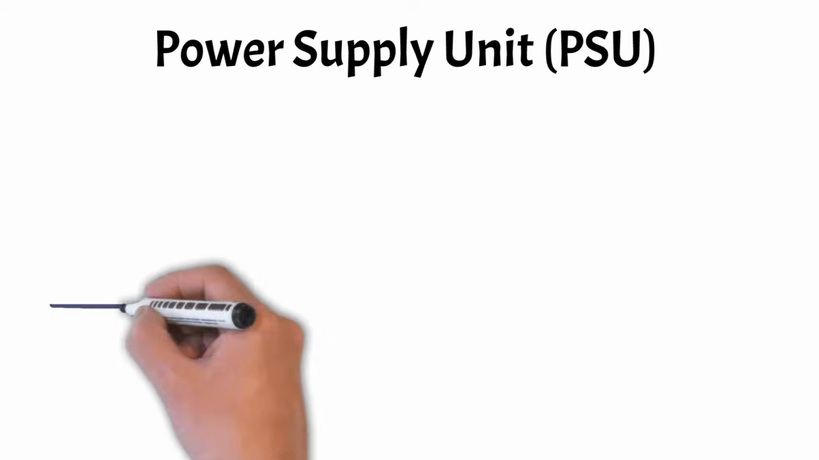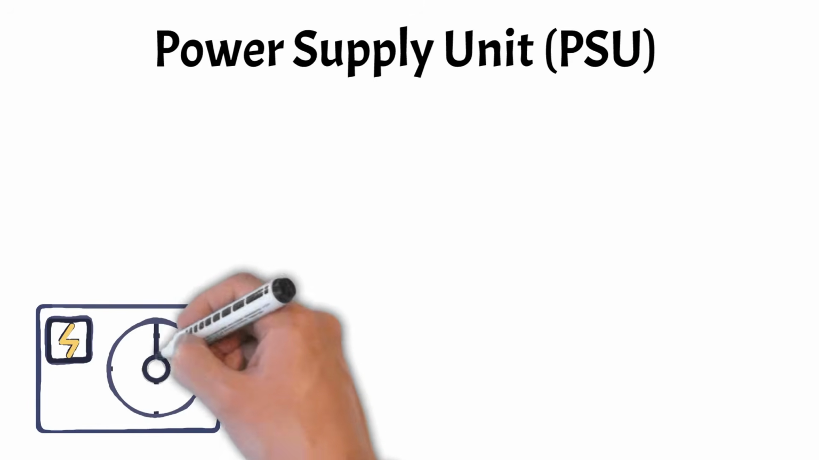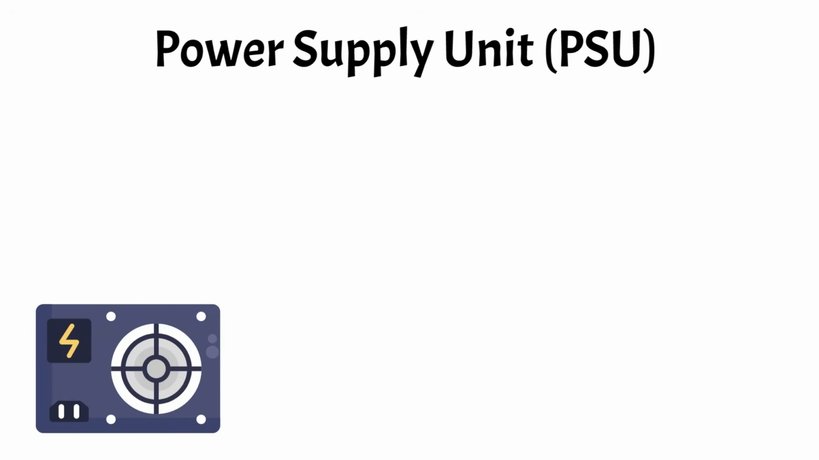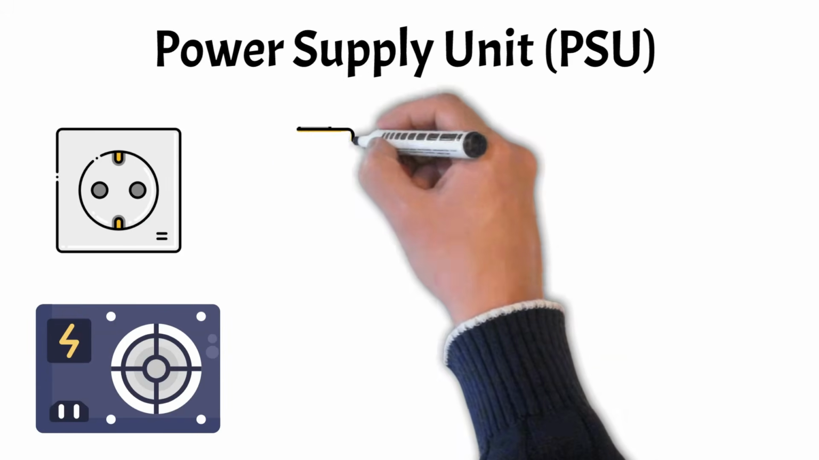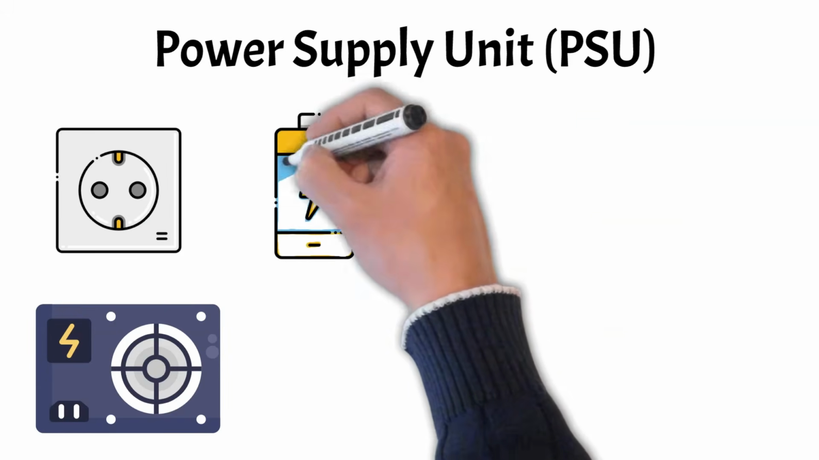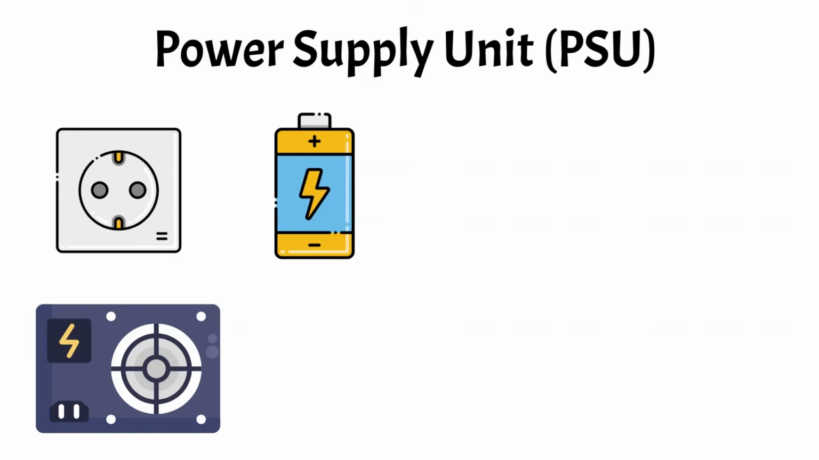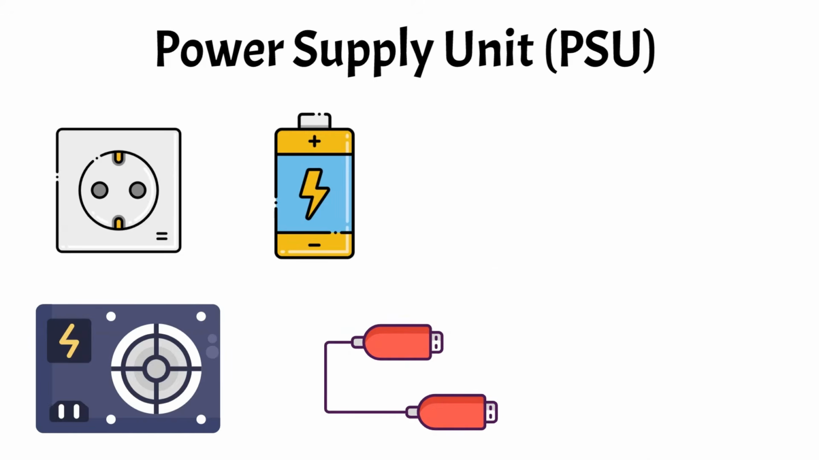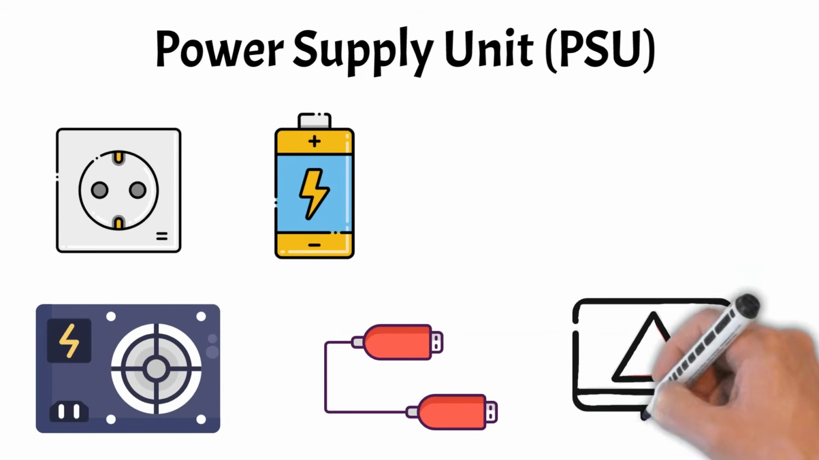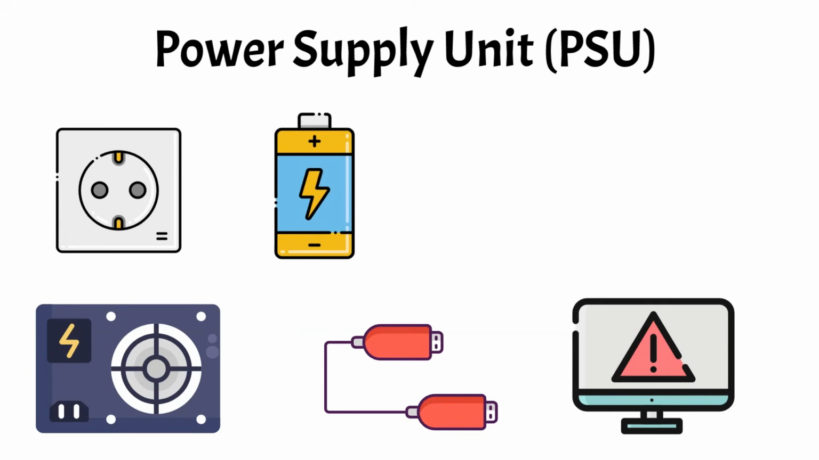The PSU, or power supply unit, is a crucial component of a computer that provides the necessary electrical power for all other parts to function. It converts the alternating current from your wall outlet into the direct current that the computer components need. The PSU distributes this power to the motherboard, CPU, GPU, drives, and other peripherals through various connectors and cables. Ensuring that a computer has a reliable and appropriately rated PSU is vital, as insufficient or unstable power can lead to system instability, crashes, or hardware damage.